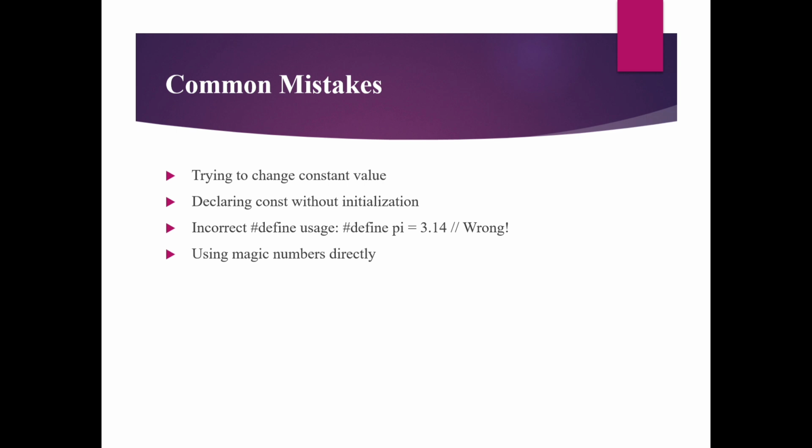Second is declaring a const without initializing it. You must give it a value when you declare it. Third will be using incorrect #define syntax, like #define PI = 3.14, which is wrong. There should not be an equal sign. Next is using magic numbers in your code. These are random values used directly without explanation.